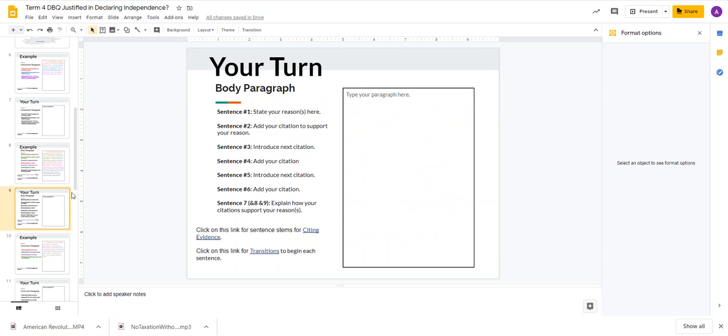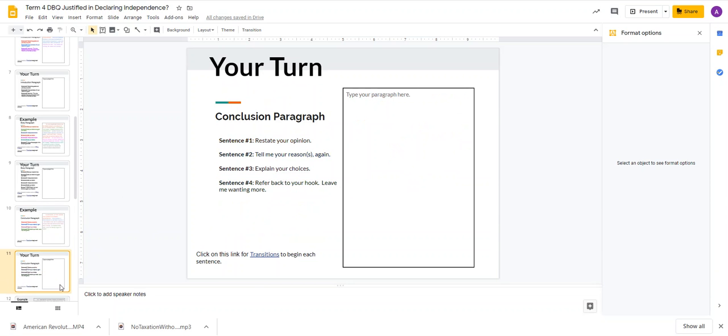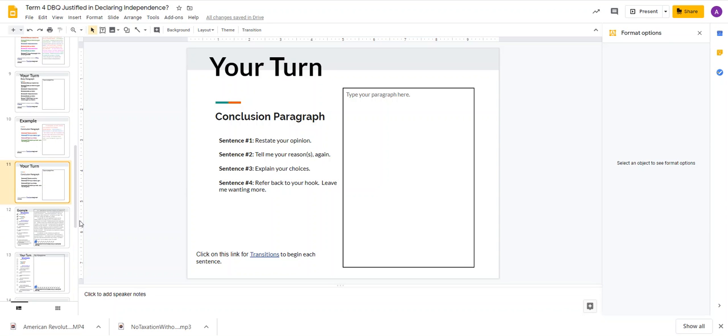Then you've got slide 9. That's your turn to do your body paragraph. Slide 10 is your example of the concluding paragraph that we put together for you, and then your turn. That is where we're going to end this lesson this week.